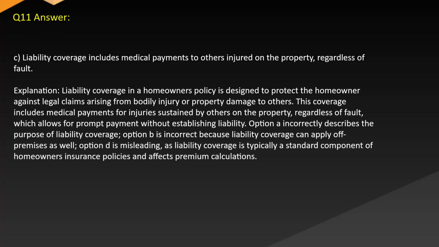Answer. C. Liability coverage includes medical payments to others injured on the property, regardless of fault. Explanation. Liability coverage in a homeowner's policy is designed to protect the homeowner against legal claims arising from bodily injury or property damage to others. This coverage includes medical payments for injuries sustained by others on the property, regardless of fault, which allows for prompt payment without establishing liability. Option A incorrectly describes the purpose of liability coverage. Option B is incorrect because liability coverage can apply off premises as well. Option D is misleading as liability coverage is typically a standard component of homeowners insurance policies and affects premium calculations.